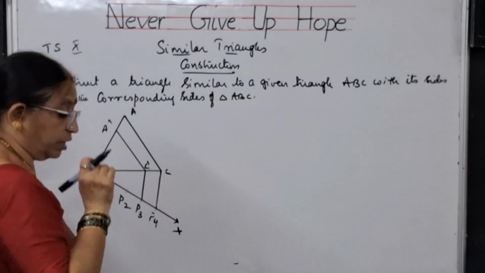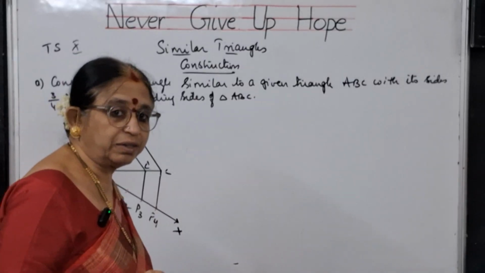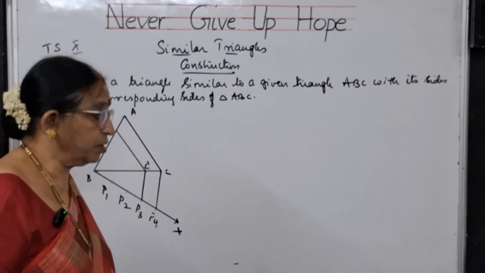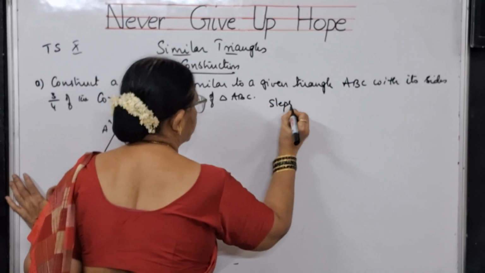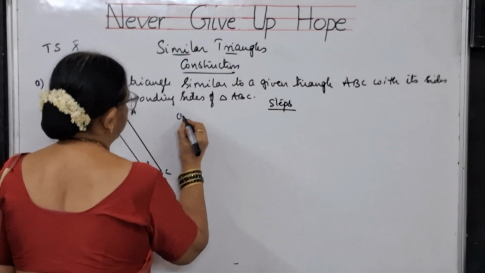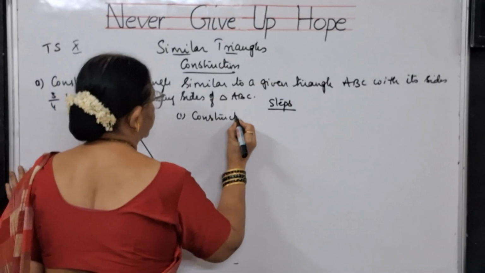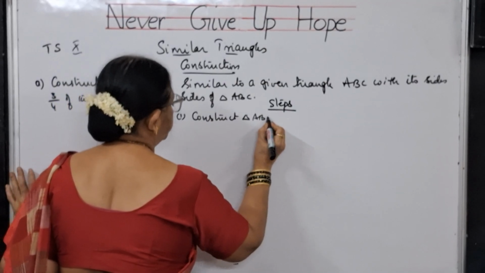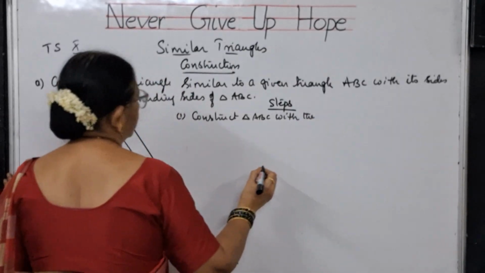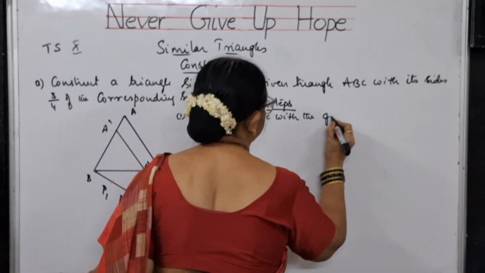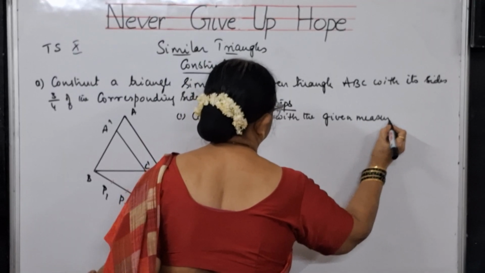Very, very important constructions, children. Very simple constructions, important constructions. Essay type answer it is. So let us write the steps of construction. First one, construct triangle ABC with the given measures.